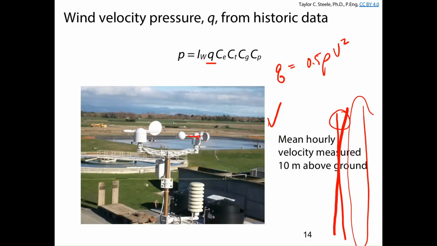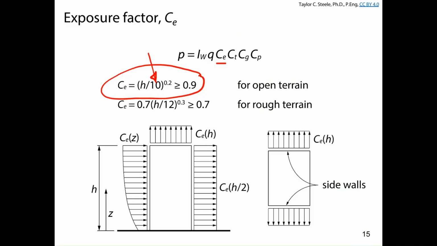If it's at 10 meters, then we'll get a value of 1, right? 10 over 10 to the 0.2, 1 to the power of anything is 1. And so at 10 meters, the velocity is the velocity. At less than 10 meters, it's a little bit less. Higher than 10 meters, it's a little bit more. And so we use this equation to calculate what we expect the pressure to be above or below that reference height of 10 meters.